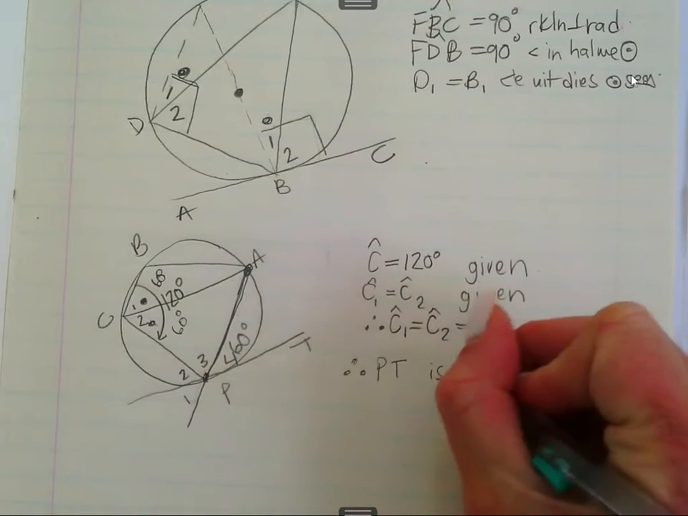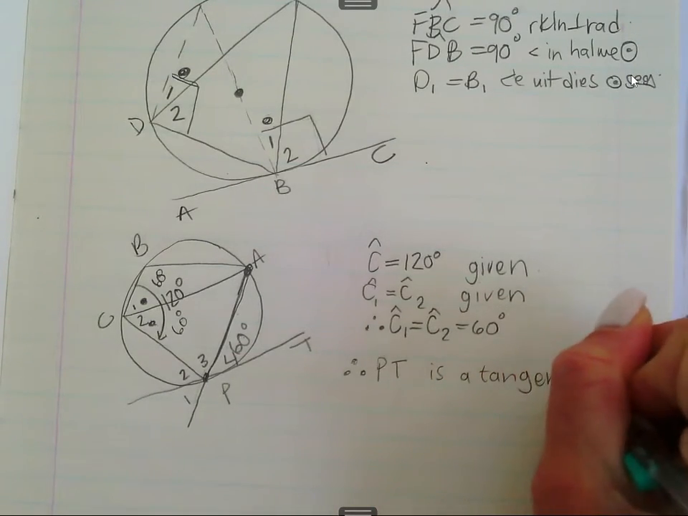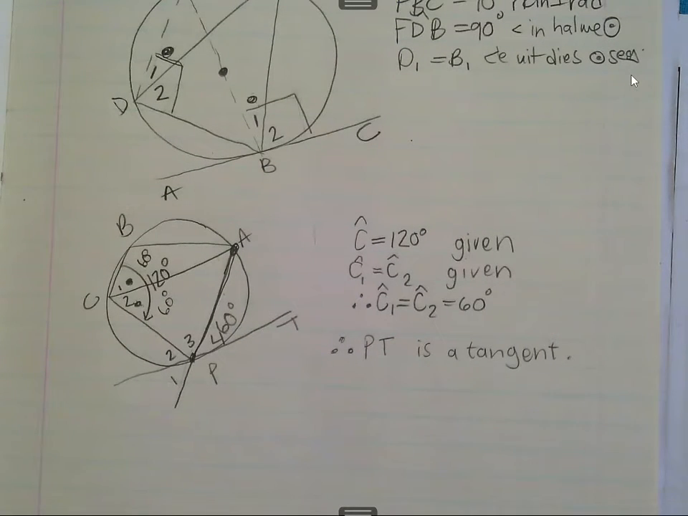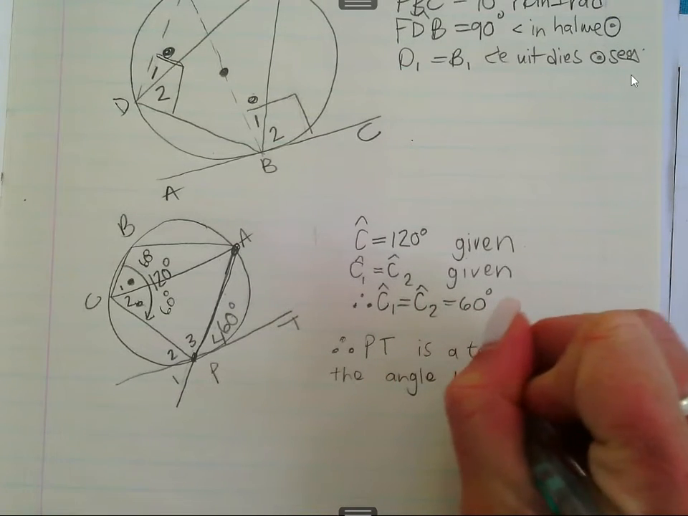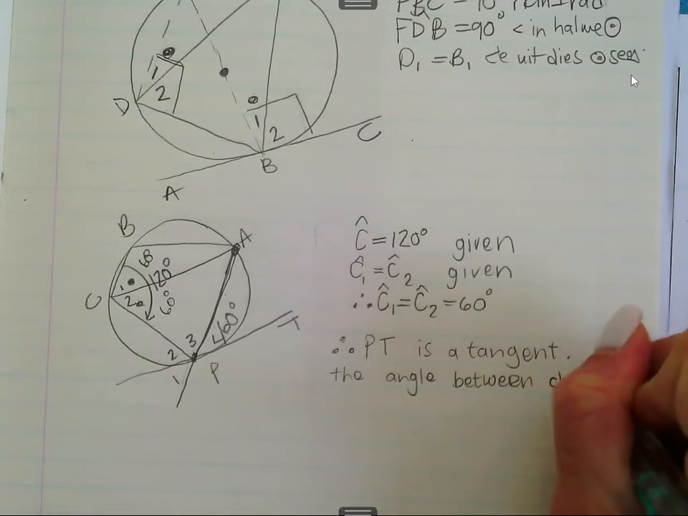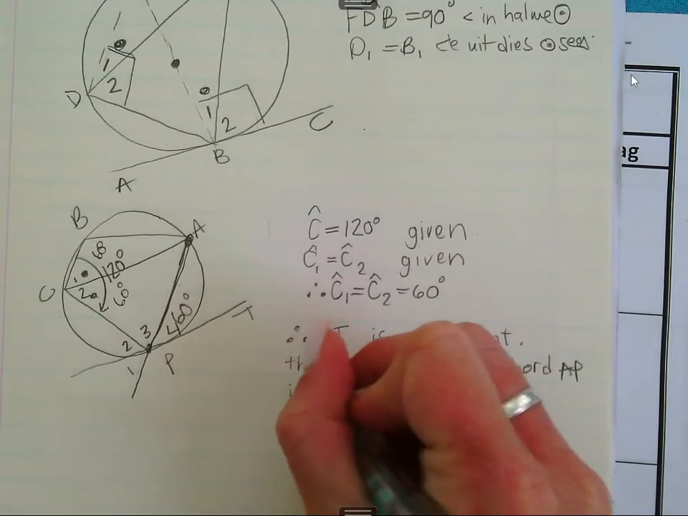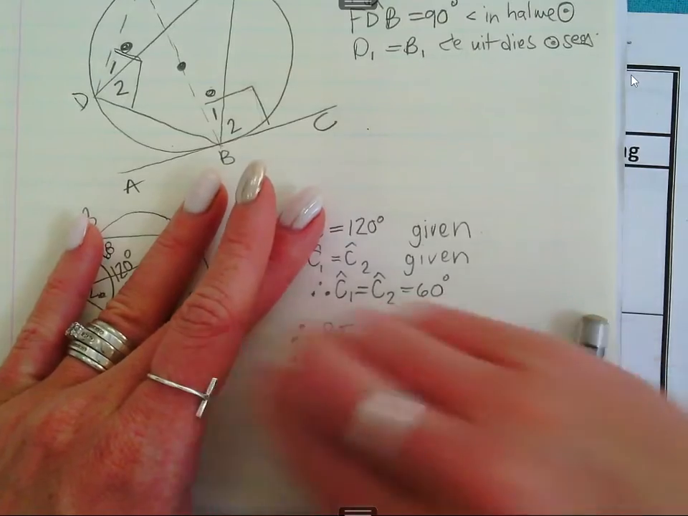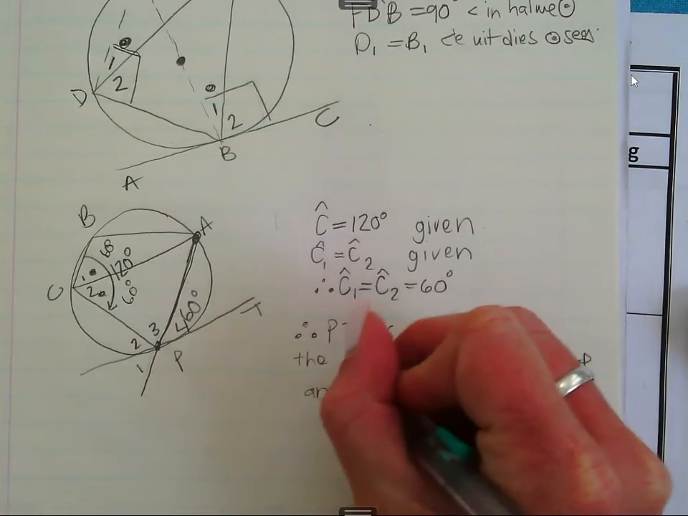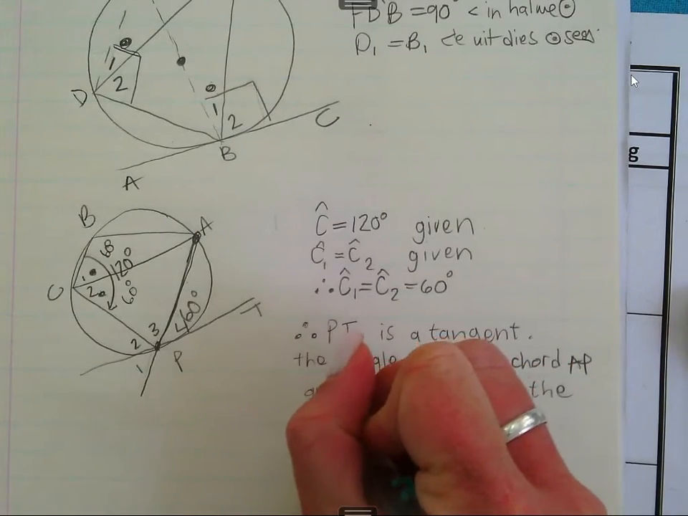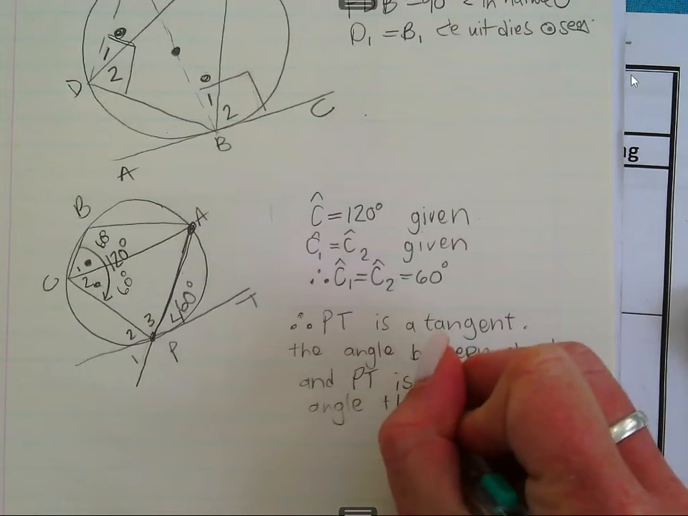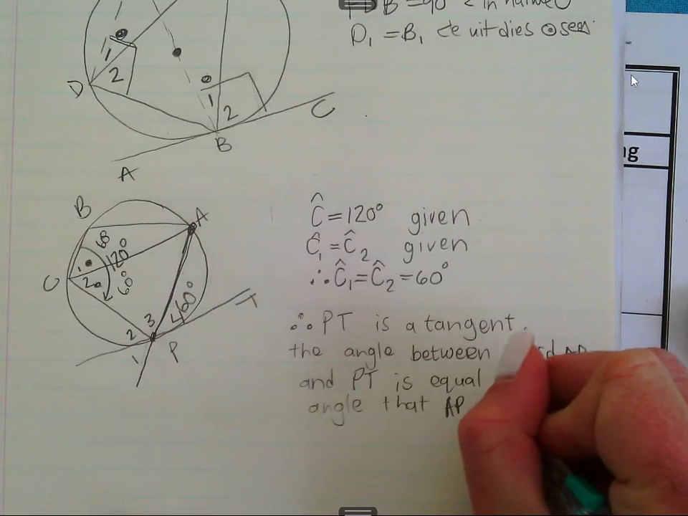Okay, so I'm going to say thus, PT is a tangent, and then I don't give the reason tan chord. I explain that the tan chord theory is true. So I need to understand what the tan chord theory says, because that's what I'm going to have to explain. The angle between chord AP and PT is equal to the angle that AP subtends.